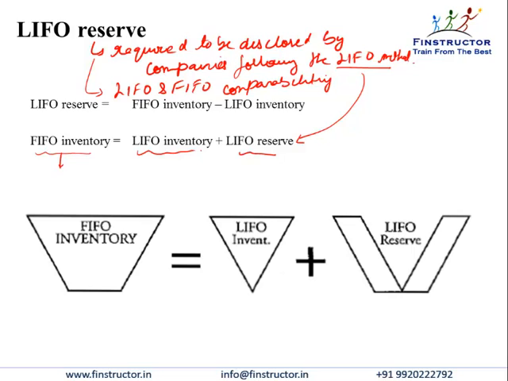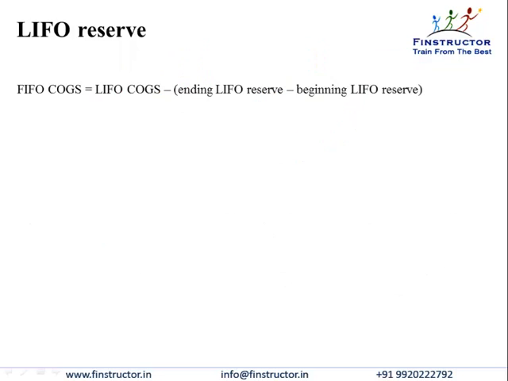So if I'm comparing two companies, one follows the FIFO method, the other follows the LIFO method, then the company that is following the LIFO method would also disclose the LIFO reserve that I can add to its inventory value and then compare the inventory levels of both for my analysis. So LIFO reserve, once again, is what needs to be added to the LIFO inventory to get the FIFO inventory.